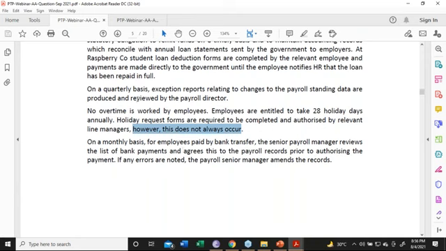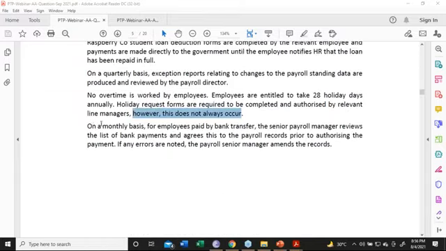Is this clear to everyone now? Yes, it is not on a regular or consistent basis. Okay, clear, fantastic. Okay, we are almost heading towards the last part.